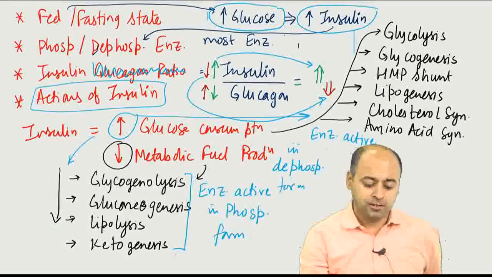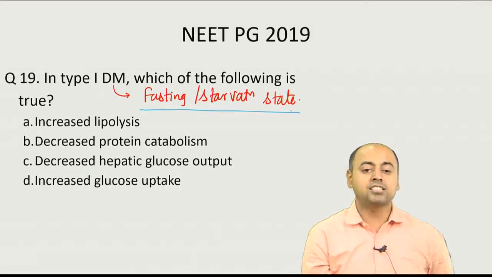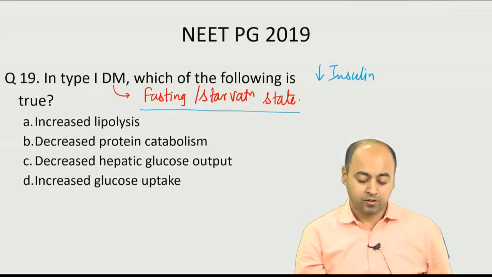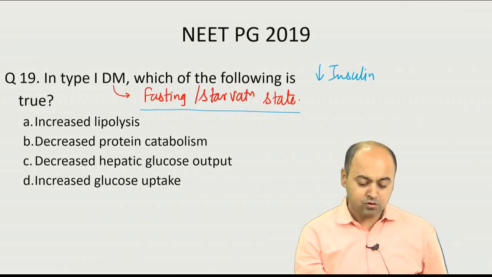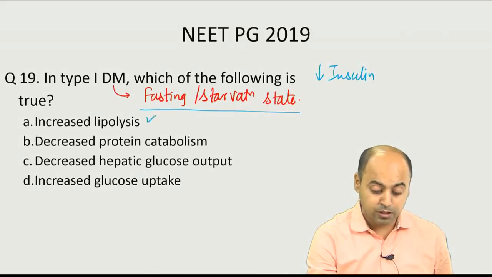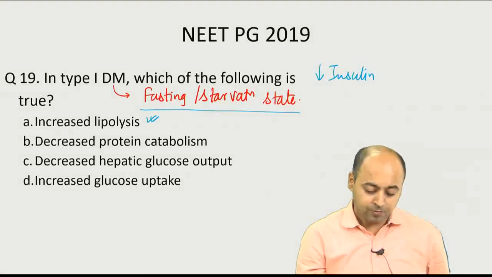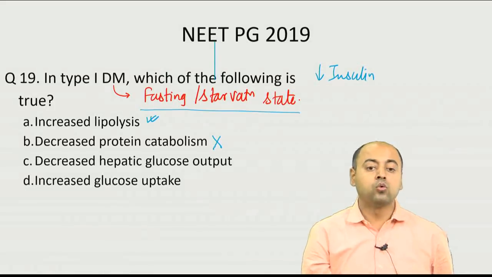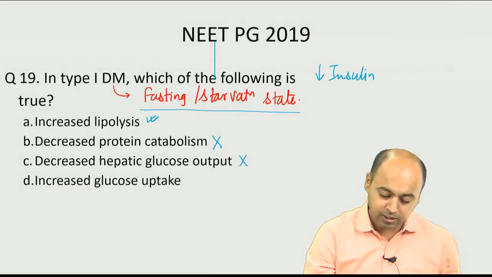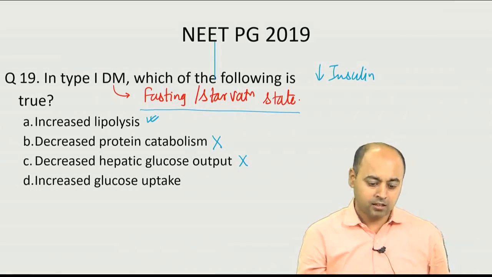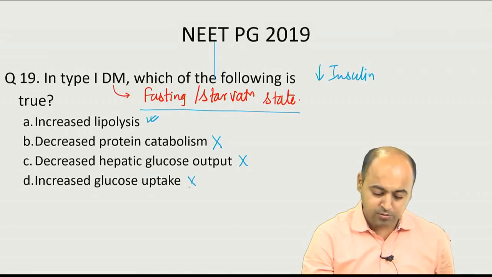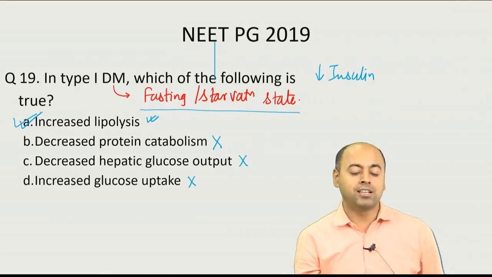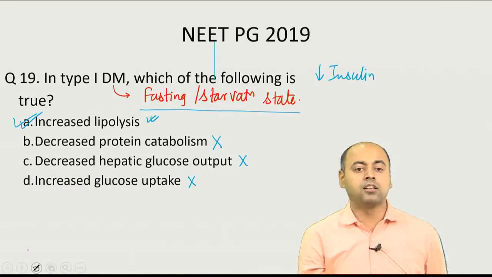Let's come back to the question. In type 1 diabetes mellitus, we said it is a fasting state. Fasting state means the effect of insulin will be decreased. Either insulin is not there or its effect is not there. Now the question asks, which of the following is true? If insulin is not there, lipolysis should be increased because normally it is inhibited by insulin. The protein catabolism will be increased to provide for gluconeogenesis. The glucose output will be increased again via gluconeogenesis, and the glucose uptake is decreased because insulin action is not there, so glucose uptake by the cells is decreased. So the best answer is increased lipolysis. In fasting state, we mostly find increased lipolysis.